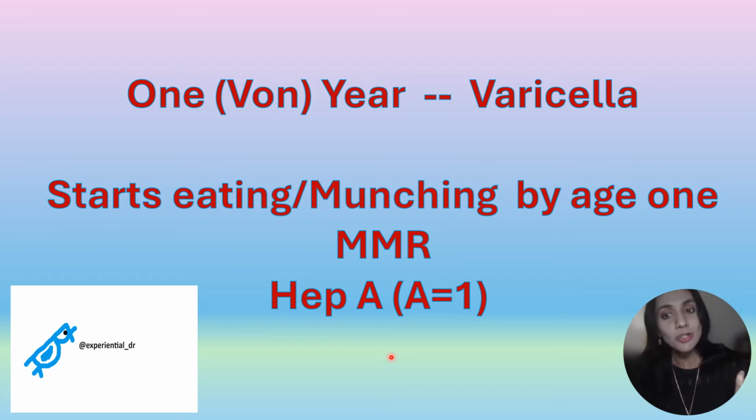And because they're munching on solid food, you have to offer them additional protection against another virus that can spread by the fecal-oral route, which is the Hep A virus, the hepatitis A virus. So the first dose of hepatitis A vaccine is also due at age 1.